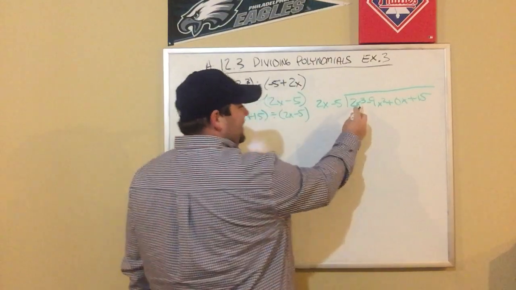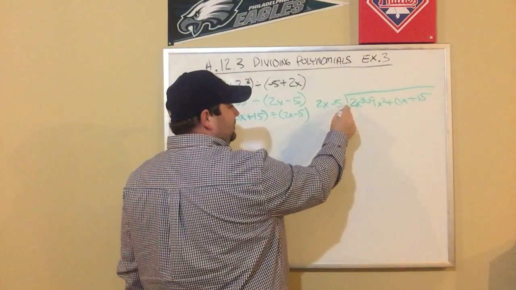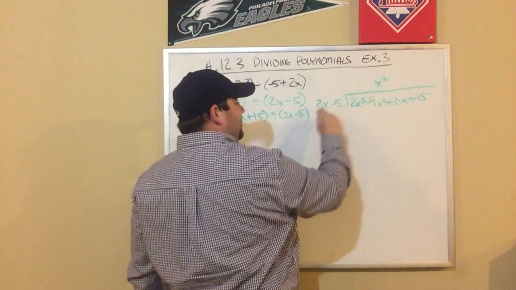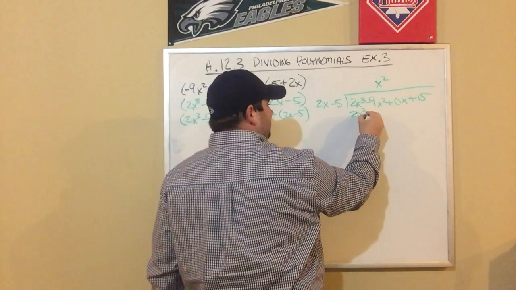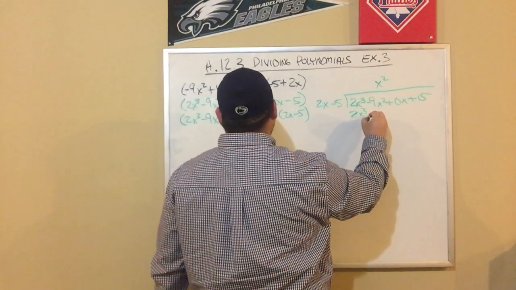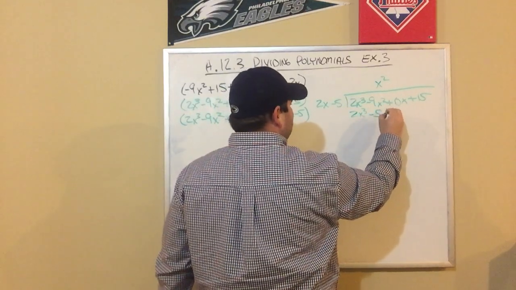So how many times does 2x go into 2x to the third? 2 goes into 2 one time, so I don't need anything there. x into x to the third, that would be x squared. So x squared times 2x is 2x to the third. That's what I want, they're going to cancel. x squared times negative 5 is negative 5x squared.